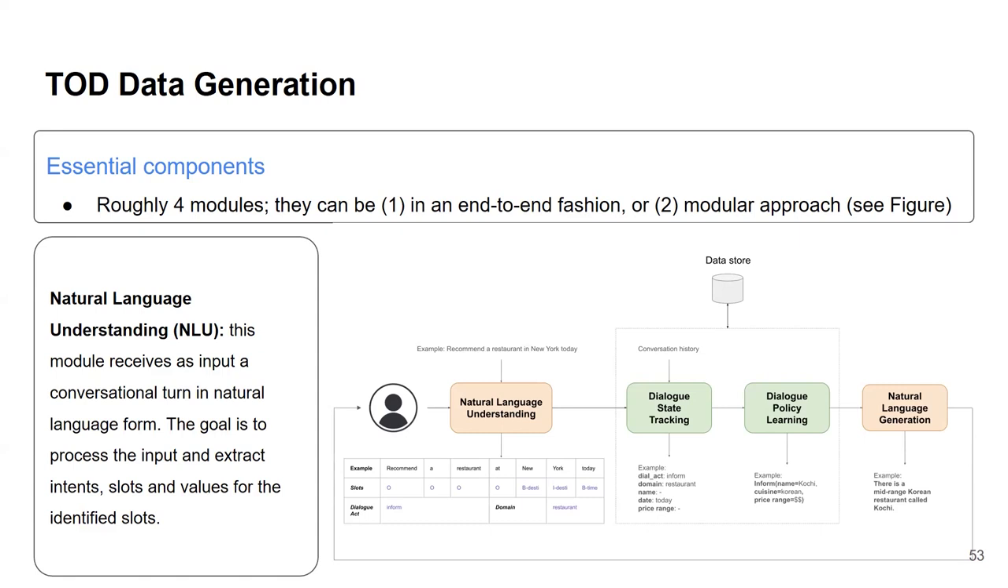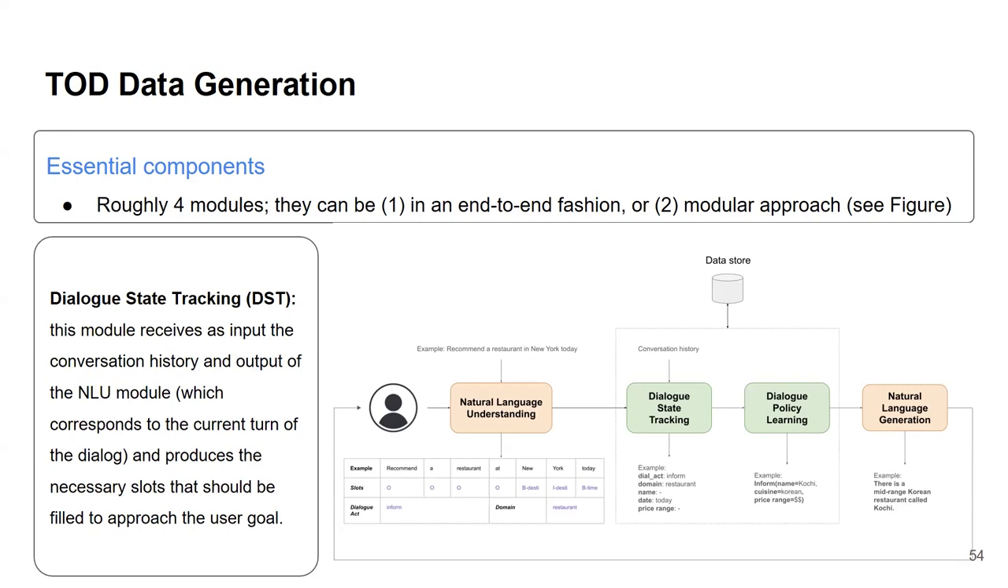Now imagine that this diagram reflects a system that interacts with a user. A user gives you a turn of the conversation, and the dialogue system wants to get that turn as an input and then output the next logical turn that has the goal of achieving what the user wants. The first module, natural language understanding, only takes the user turn and wants to extract some information from it. For example, it gets a turn like "recommend me a restaurant in New York today" and extracts the key information: the task is to recommend a restaurant, in New York, for today. This goes to the next module, dialogue state tracking. Given the information we just received and the conversational history, it wants to return the next actions, so what are the next pieces of information that are vital to respond in order to get closer to the user goal?